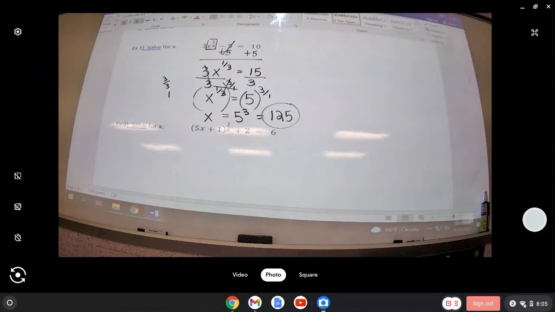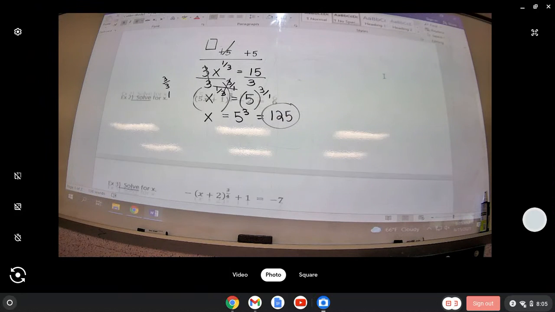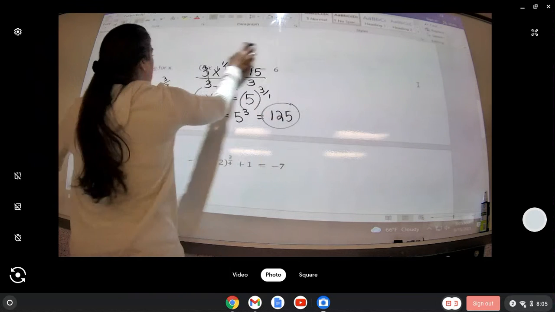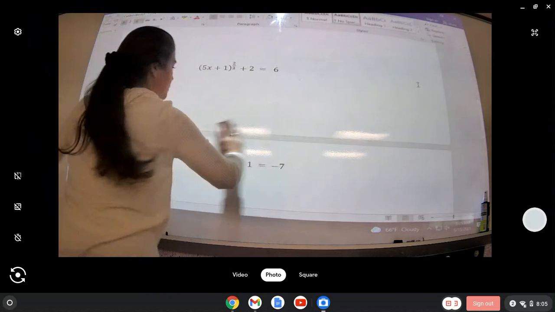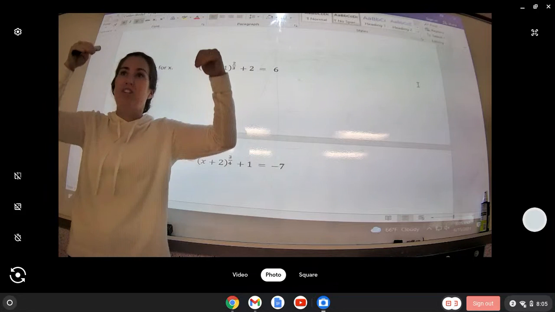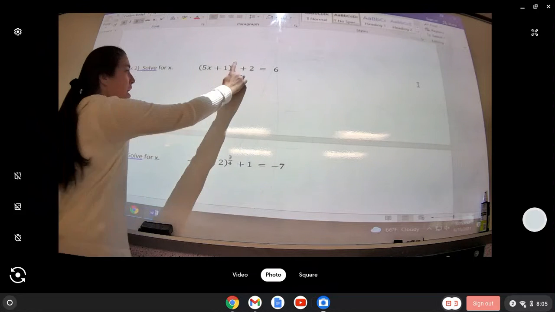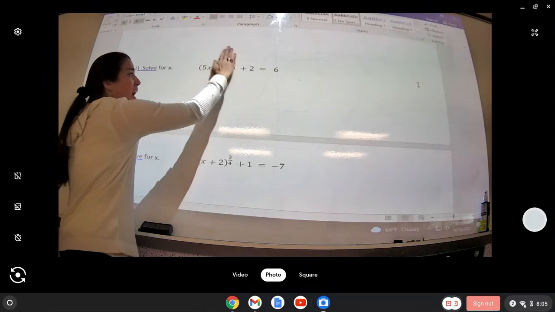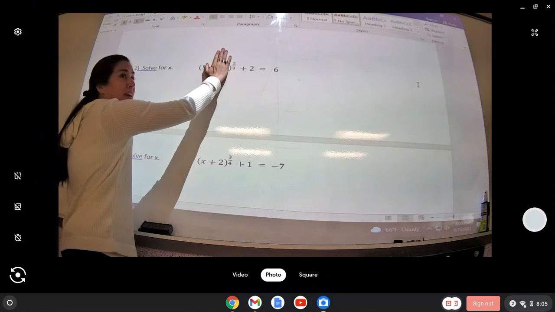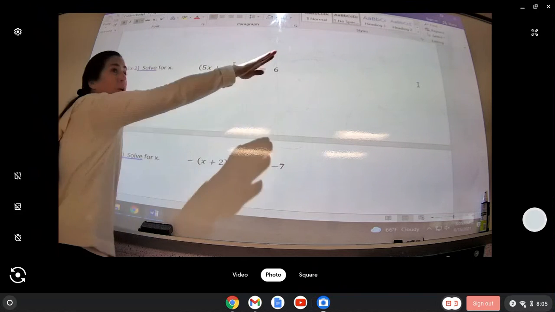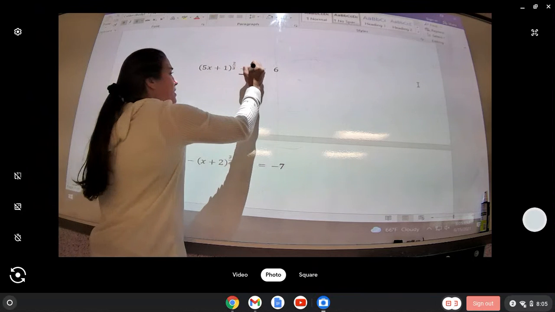I'm going to move mine up. Okay, so now take a look at what that fractional exponent is on. Right now, this power of 2/3 is on this entire piece. So we have to get this whole piece by itself. So the only thing that I have to move away then is this positive 2. So let's move the 2 to the other side.